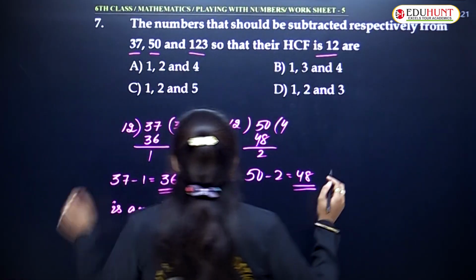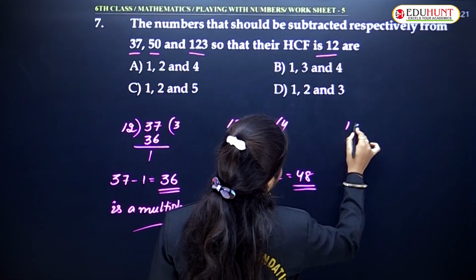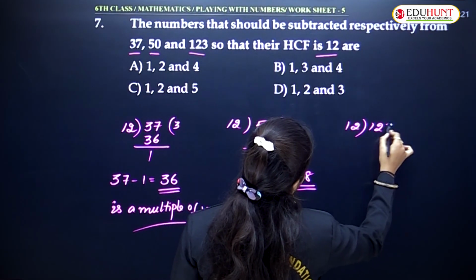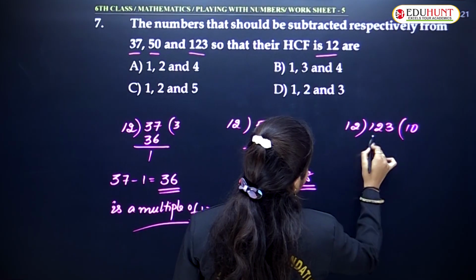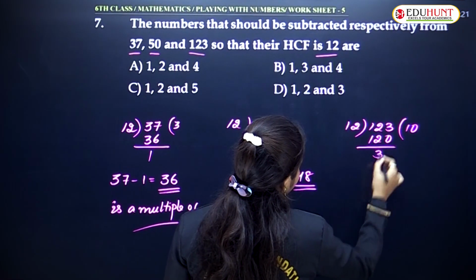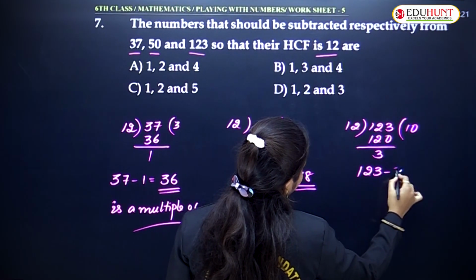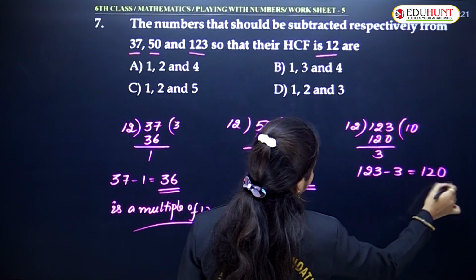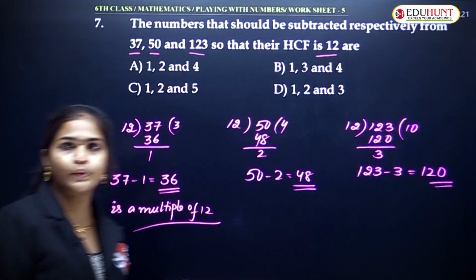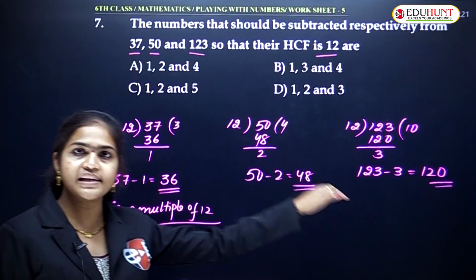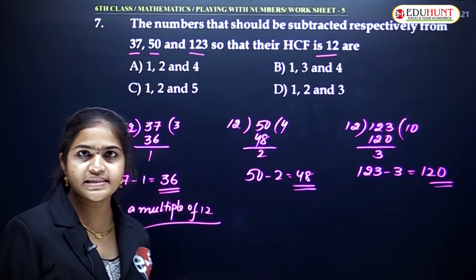Understand? And similarly, the next number, 12 divides 123. 12 tens are 120. So the remainder is 3. Finally, 123 minus 3 is equal to 120. 120 is a multiple of 12. That's why 120 is exactly divisible by 12. Did you understand the concept?